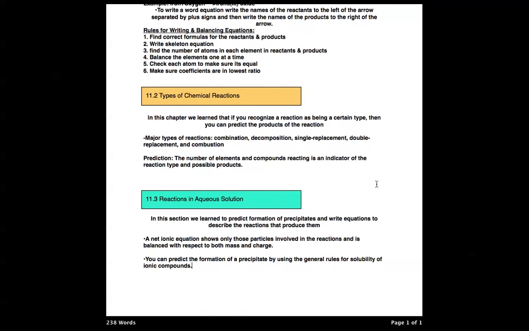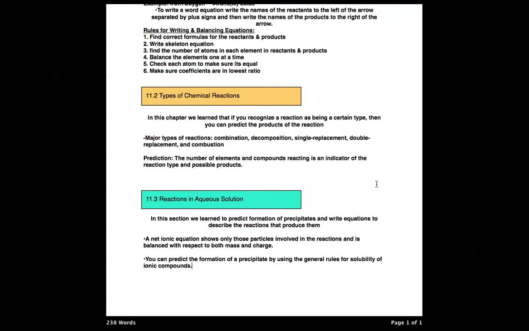And then going to the last section, 11.3, which is reactions in aqueous solution, which we didn't really cover too much. But in this section, we learned to predict the formation of precipitates and write equations to describe the reactions that produce them. We did an example of a precipitate of silver chloride forming when an aqueous solution of silver nitrate and sodium chloride are mixed. That's an example of how it would turn out.